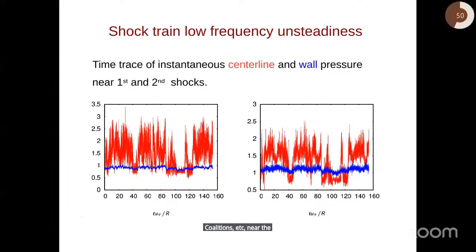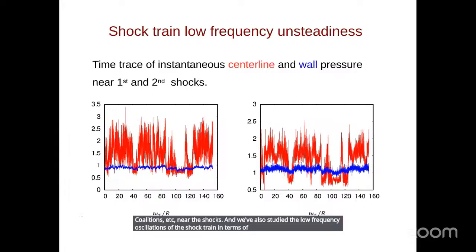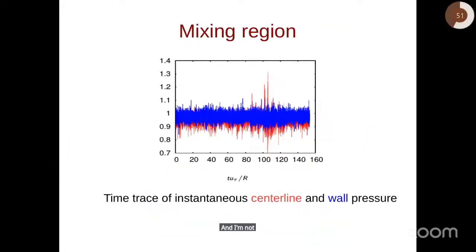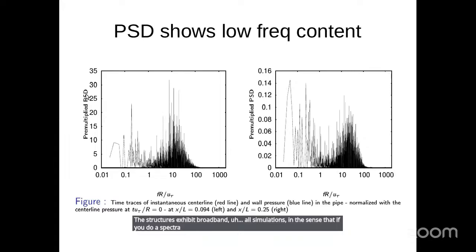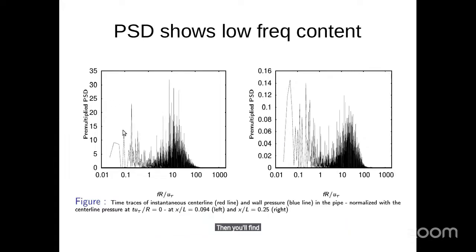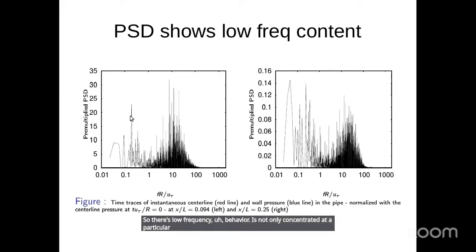near the shocks. We have also studied the low frequency oscillations of the shock train in terms of pressure traces, and I'm not going into that. The take home message is that the shock trains exhibit broadband oscillations, in the sense that if you do a spectra or power spectral density of the pressure, then you will find multiple peaks at lower frequencies. So this low frequency behavior is not concentrated at a particular frequency, but at multiple frequencies. This makes it very difficult to model such flows in terms of a single mode.